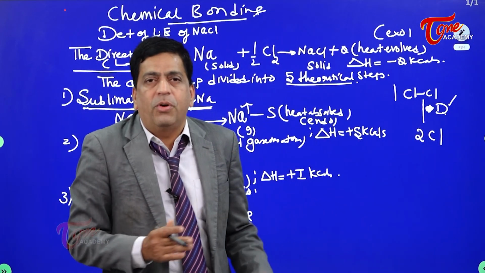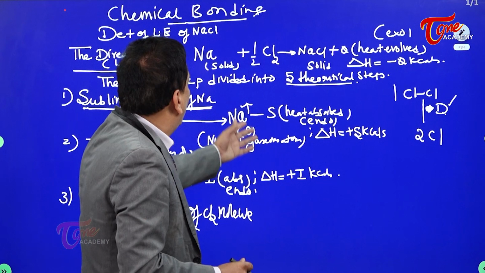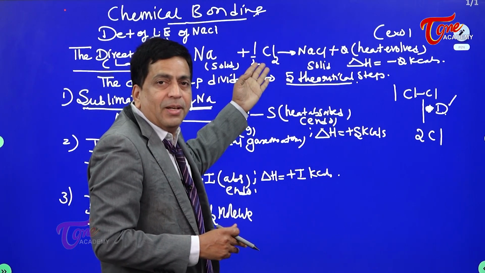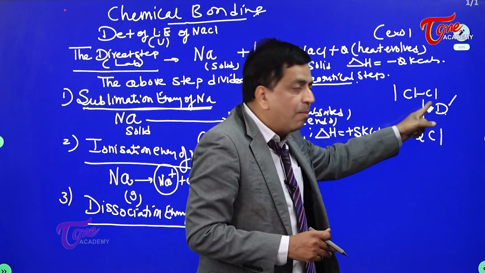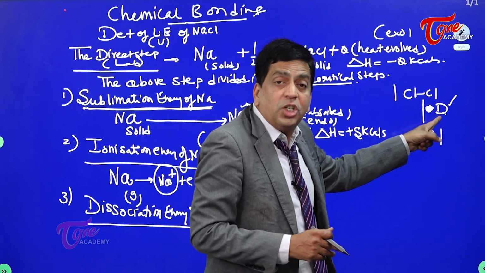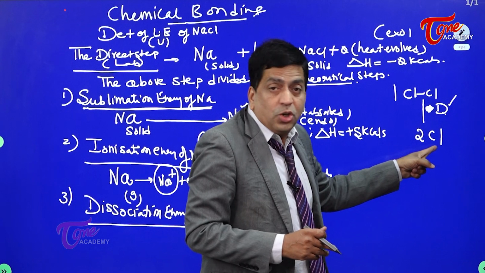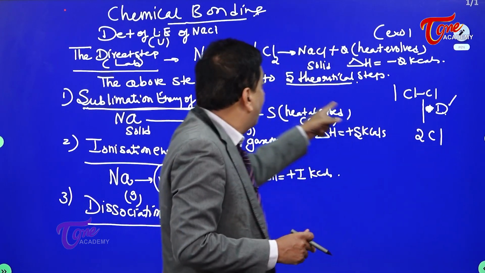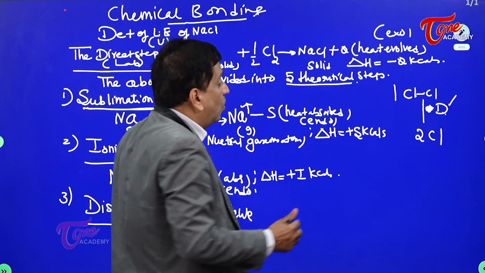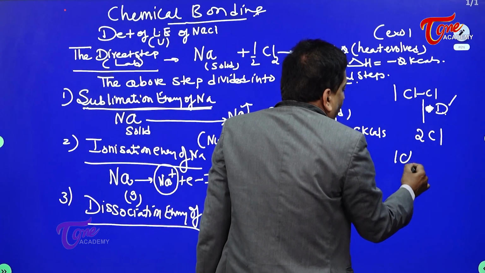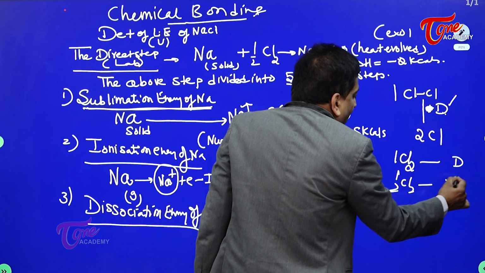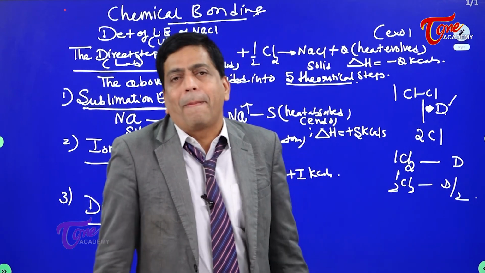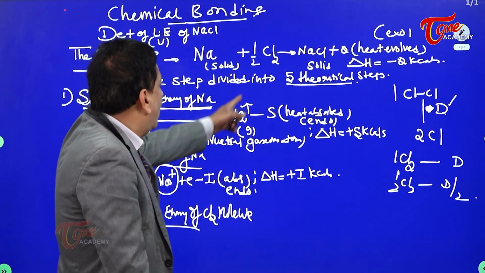But remember, we just wanted only half chlorines here. So for one chlorine molecule, the dissociation energy is D to convert this into chlorine atoms. But here we require only half mole. So for one mole of chlorine, if it is D, for half mole of chlorine, it will be D by 2, right? So we require only half moles of chlorine.